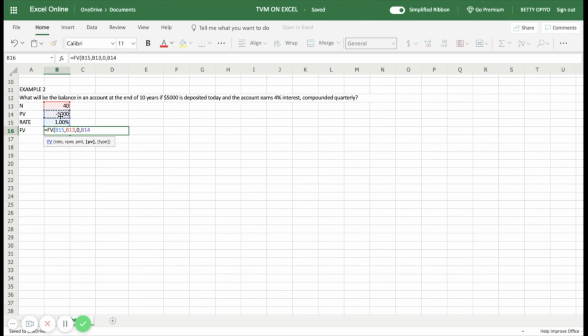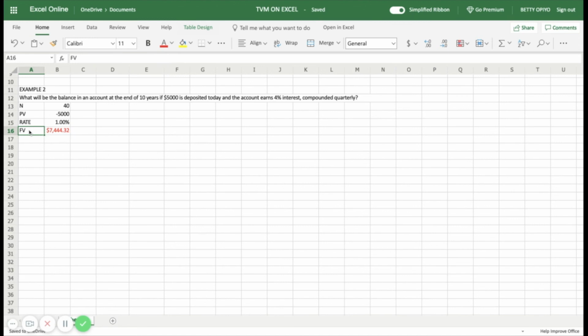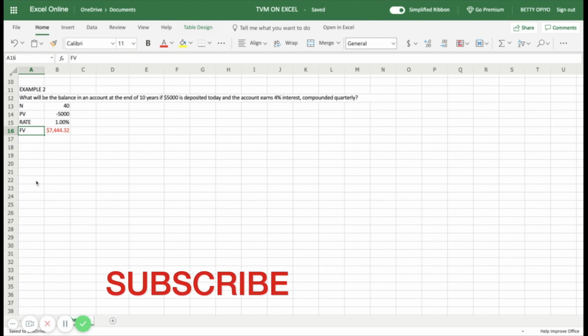PV is negative 5,000. Type is 0 because we're assuming that the interest payments are made at the end of the period, so just type in 0. There we go. Then you get the answer to be 7,444.32. And that would be the answer for this example. If you check the way we did it using the formulas, you'll get the same answer. So this is how you do it on Excel. There you go.